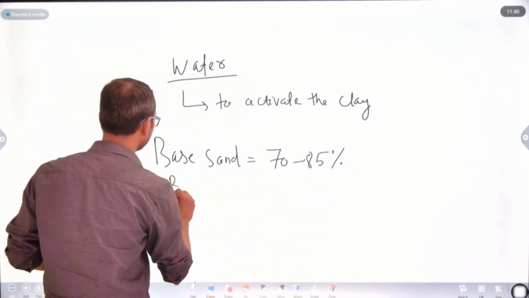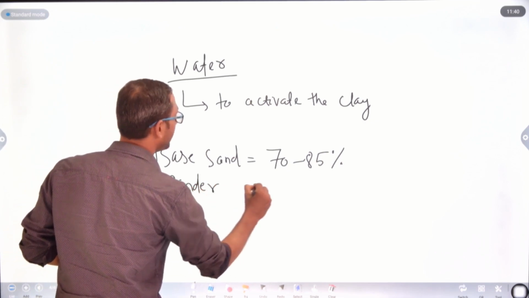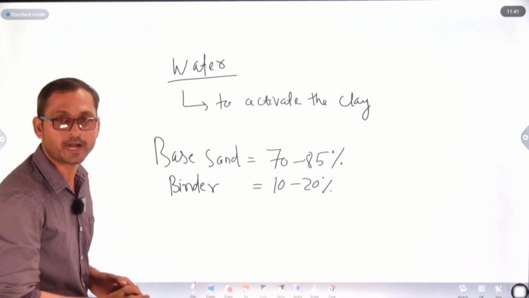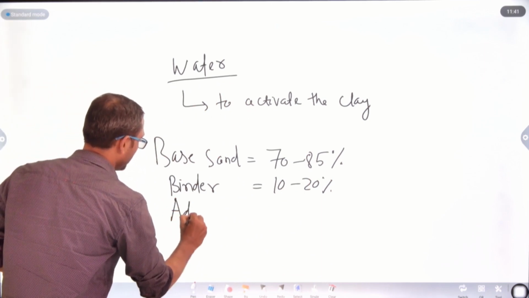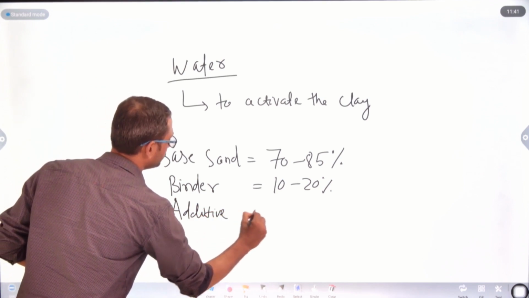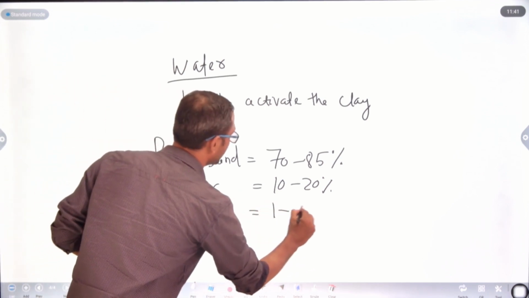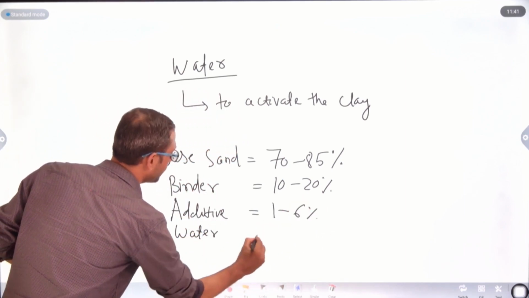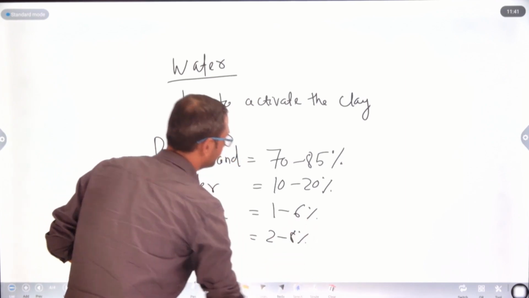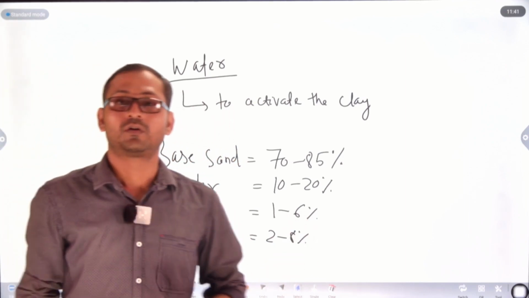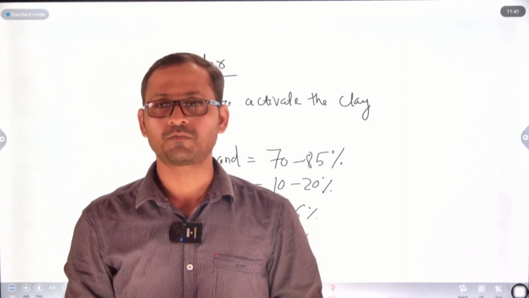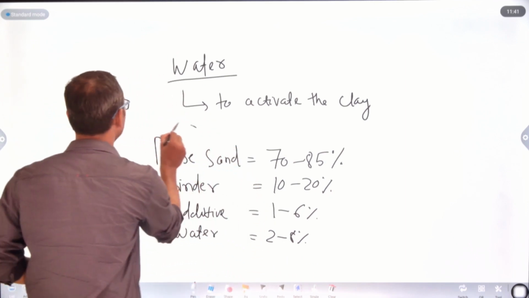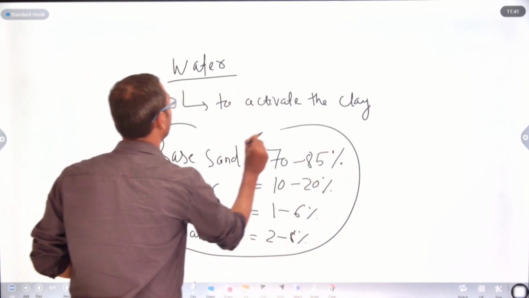Then binder, we take 10 to 20%. Then comes your additive. Additive we take 1 to 6%. And finally the water which activates the clay, we take 2 to 8%, maybe 3 to 6%, basically 2 to 8%. So this is the composition of molding material to prepare a molding sand bed.